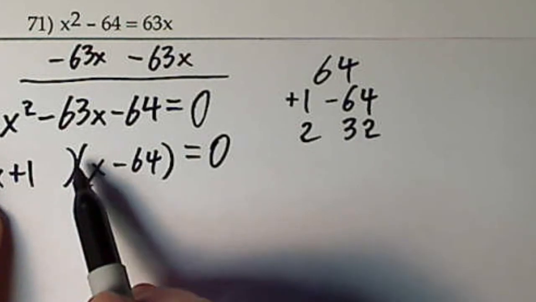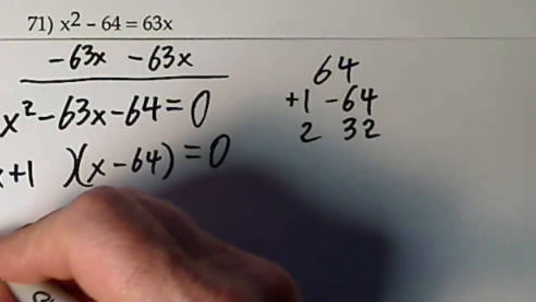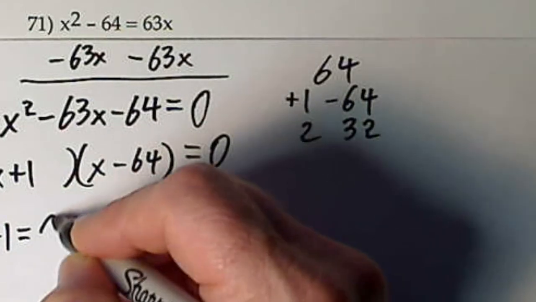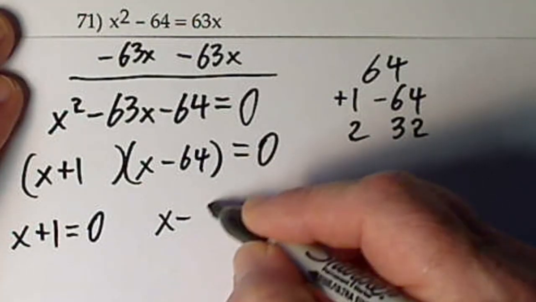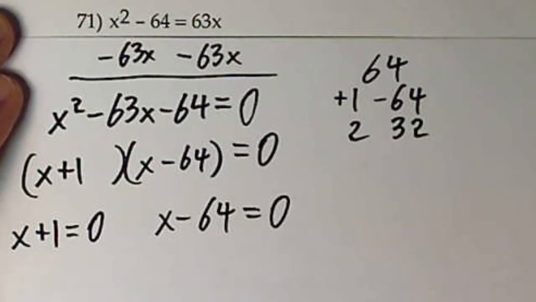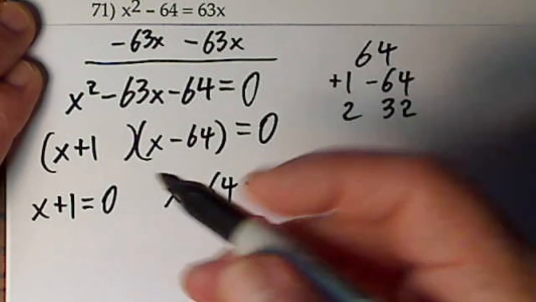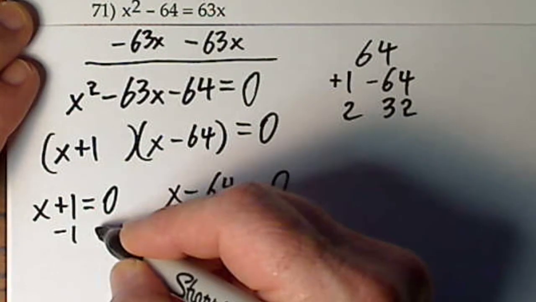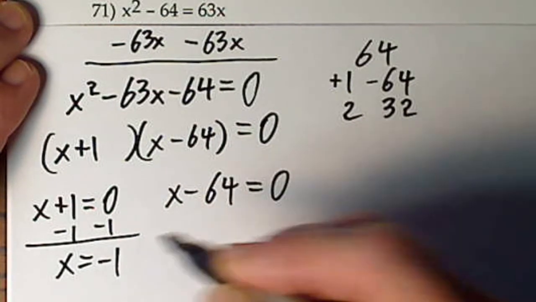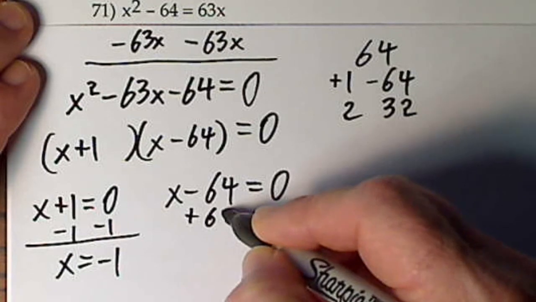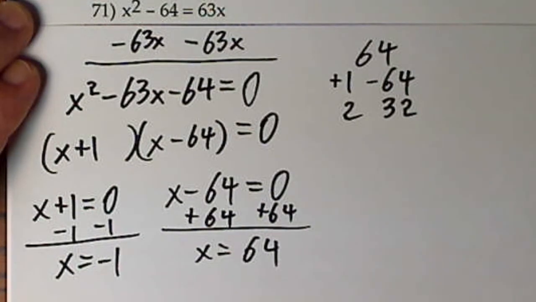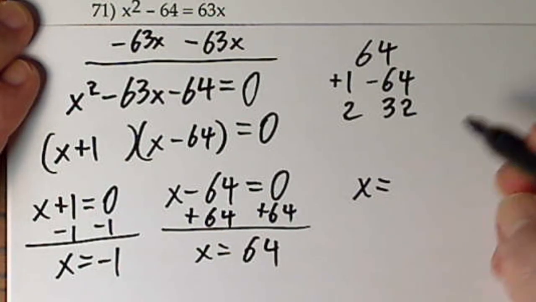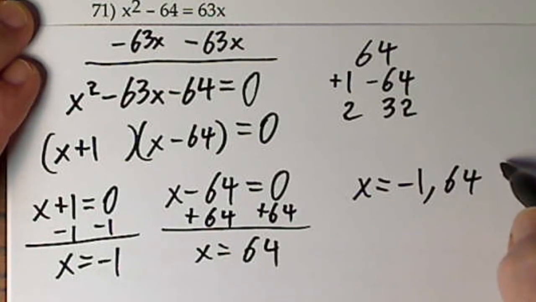And if you have something times something equals 0, grab each one and set it equal to 0. X plus 1 equals 0. And x minus 64 is equal to 0. So to get x by itself, you would subtract 1 from each side. X equals negative 1. To get x by itself, add 64 to each side, and x equals 64. So your answer is x equals negative 1 comma 64.